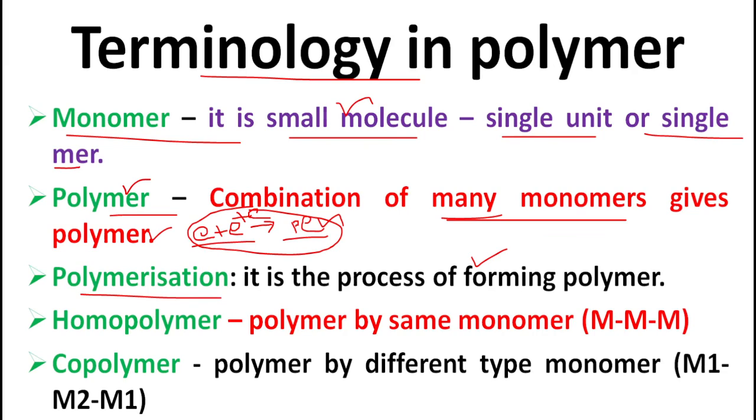Next is the homopolymer. A homopolymer means the same monomer is used, so joining the same monomers is called a homopolymer, for example ethylene. Next are copolymers. A copolymer is formed from different types of monomers, so M1 is one type and M2 is another type.